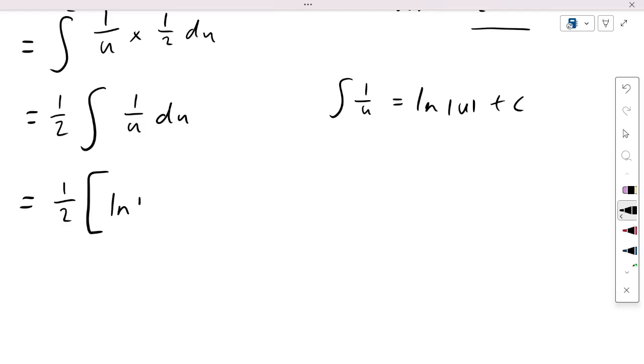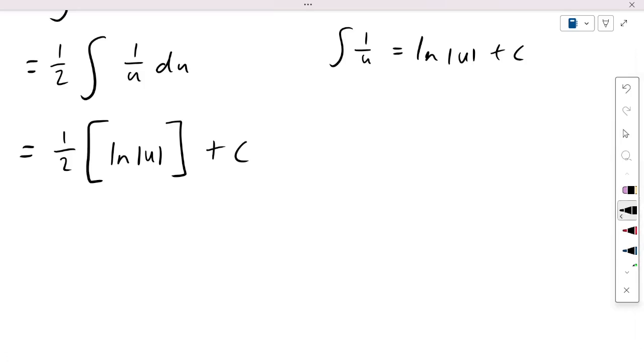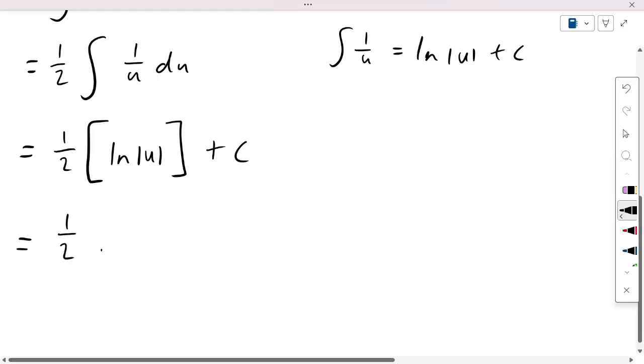It's the natural log of absolute value of u, and then we are going to have the closed bracket plus c. Plus c has to go at the end, okay? Because it's an indefinite integral, once again. So therefore, the answer is actually just going to be a half, well, not the answer yet, I'm going to show you why. Half ln absolute value of u plus c.